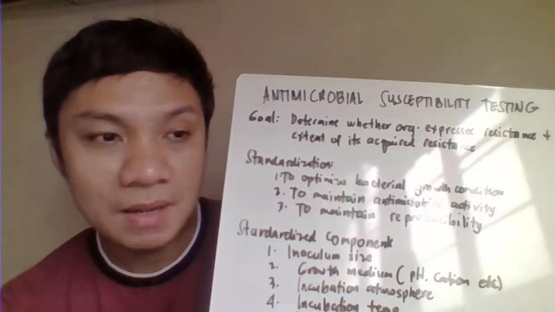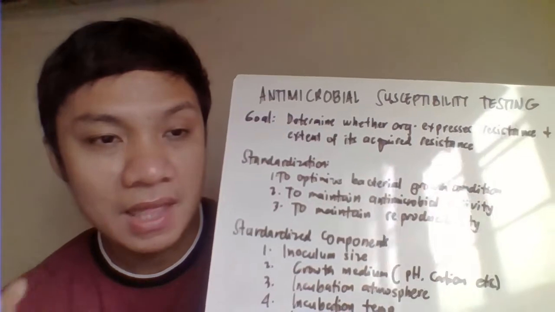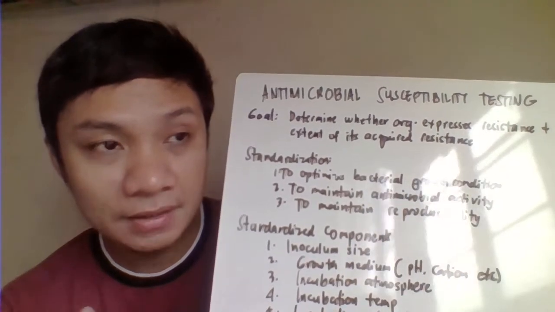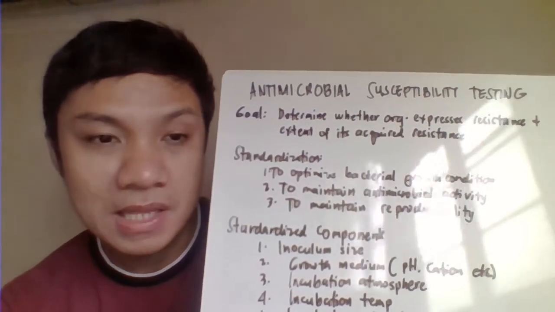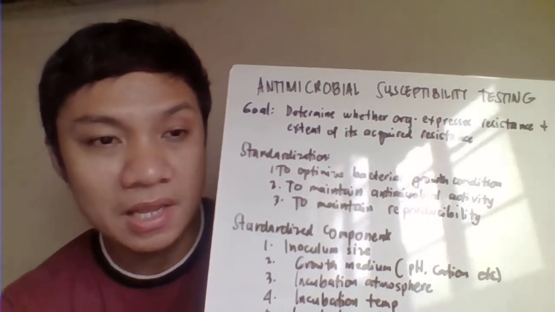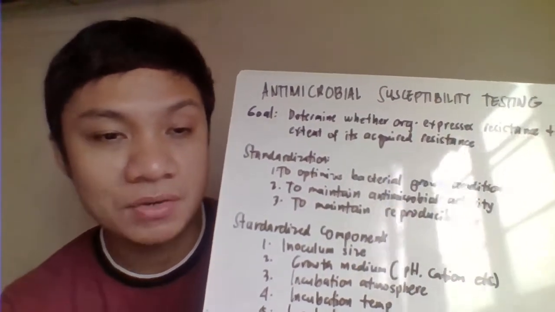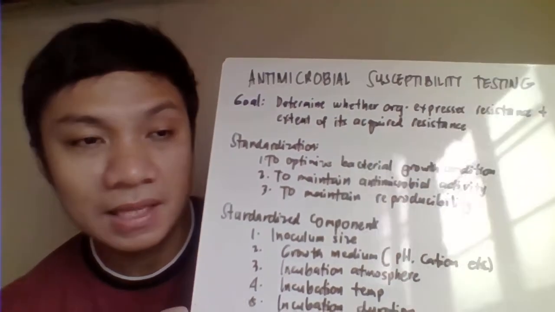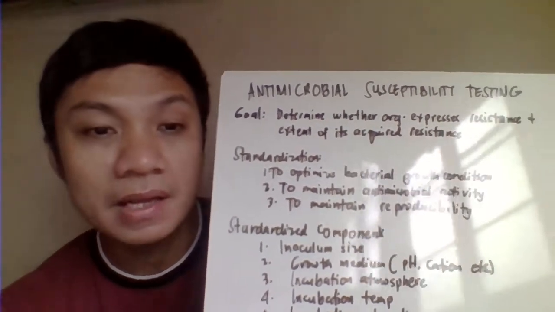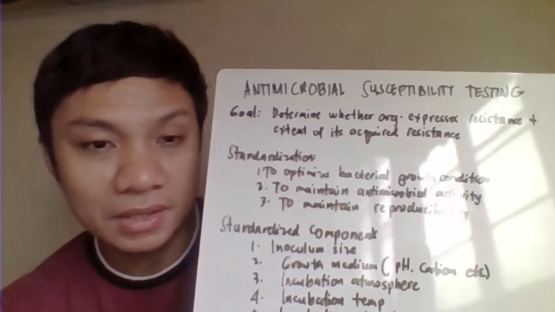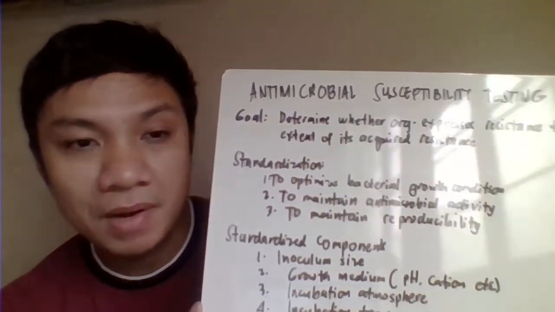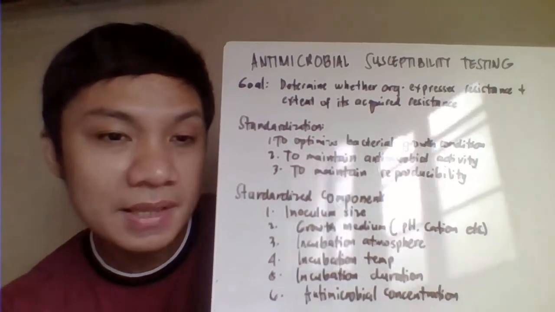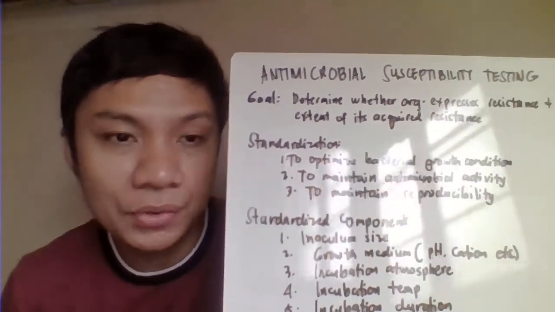But if, for example, in the presence of your antibiotic, the bacterial growth has been inhibited by your antibiotic, magkakaroon ng zone of inhibition, then we consider that bacteria susceptible to that antibiotic. Okay, when we're doing your antimicrobial susceptibility testing, we are standardizing all the factors.